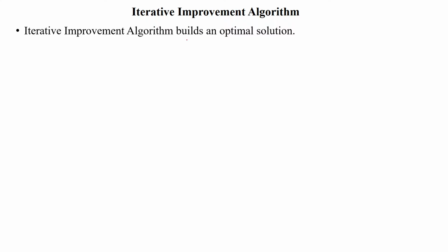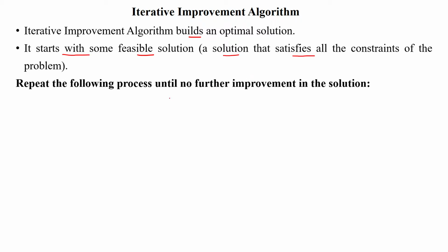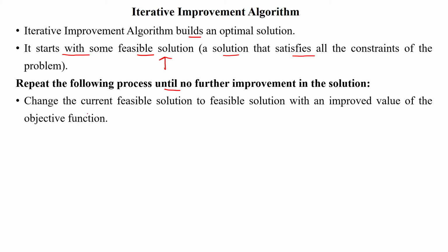Here, this algorithm is building an optimal solution by starting with some feasible solution. This feasible solution will be initialized by assuming some values for the given variables. When you take that solution by assumption, it should satisfy all the constraints of the given problem. This process has to be repeated until there is no further improvement in the solution found in the previous step. So here we have to find the feasible solution by applying the iteration process until there is no improvement.